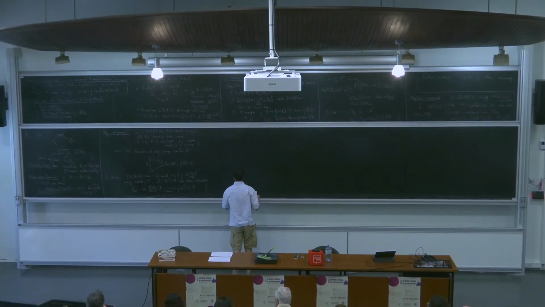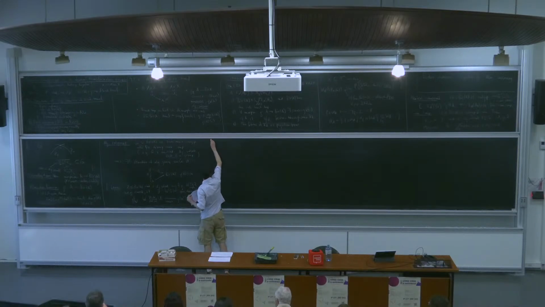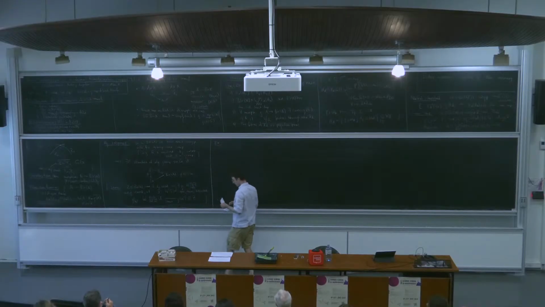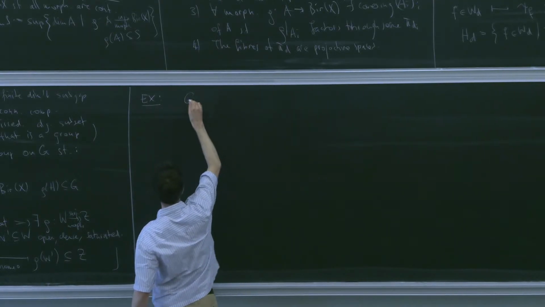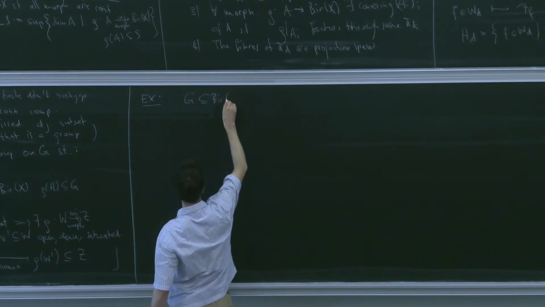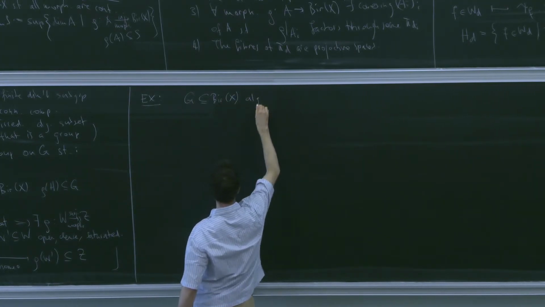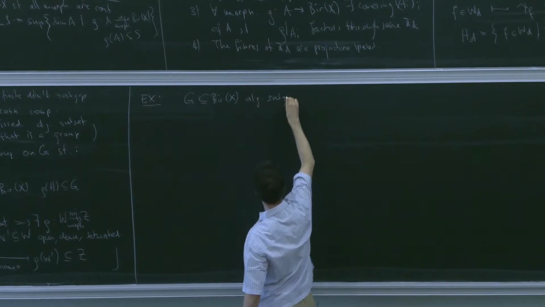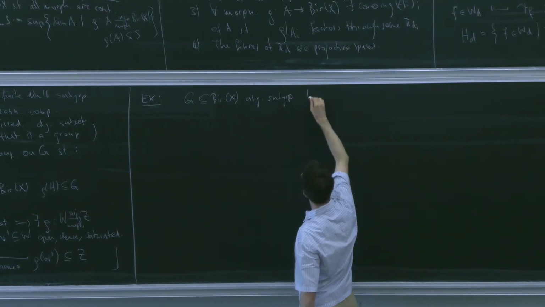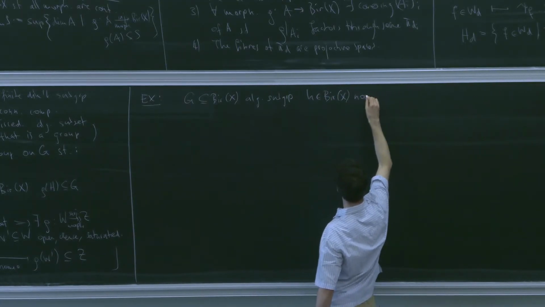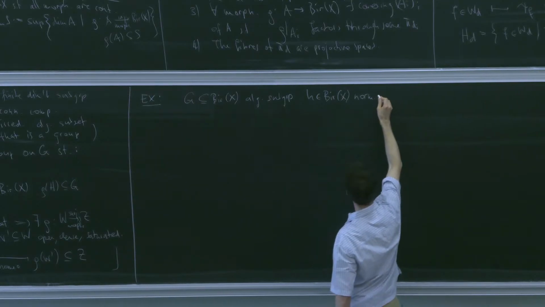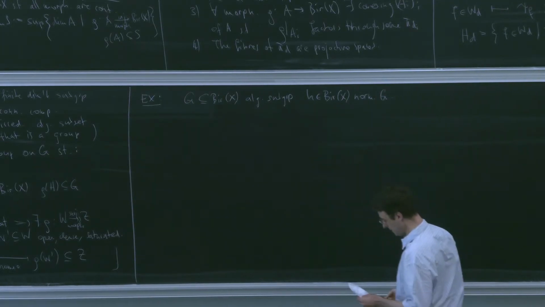Good. So some example that I would like to show you, which will be very useful in the future. I'm now in the situation that G in Br(x) is an algebraic subgroup, and I assume that H in Br(x) normalizes G. Okay.